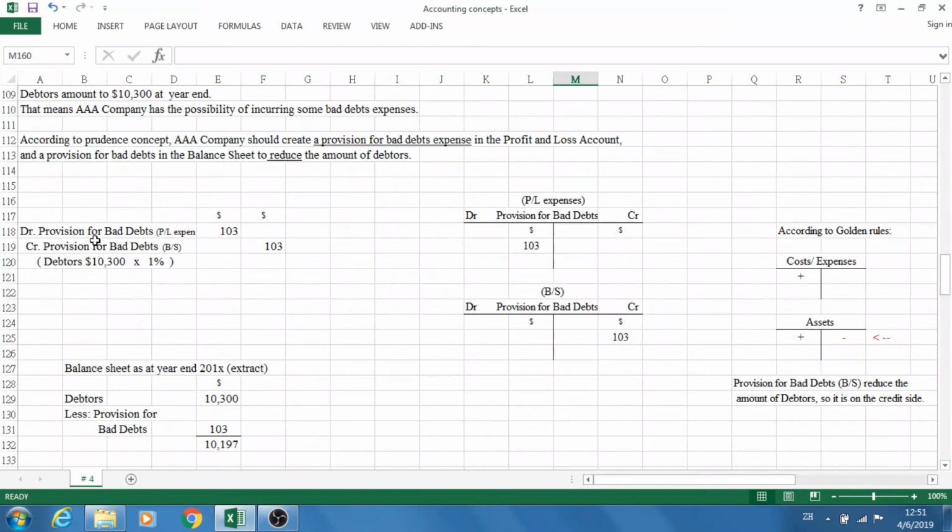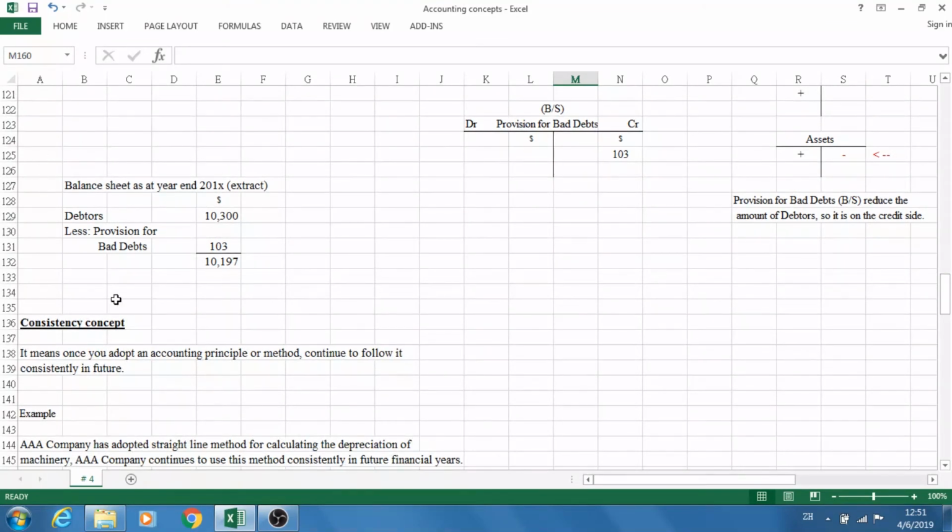Debit provision for bad debt expense 103. Credit provision for bad debt on balance sheet 103. This is the extract of the balance sheet. It shows the debtors 10,300 less provision for bad debts 103 equal to 10,197. That means the company can collect this amount from its debtors.